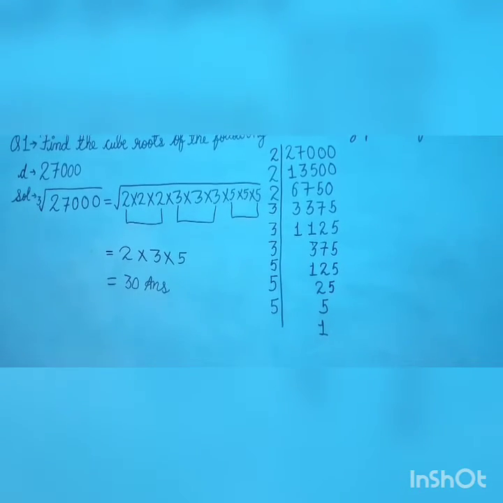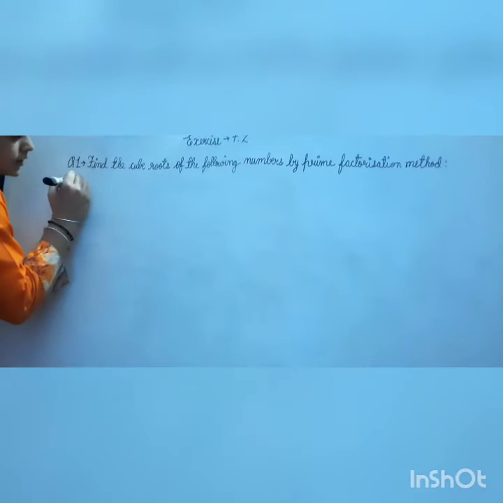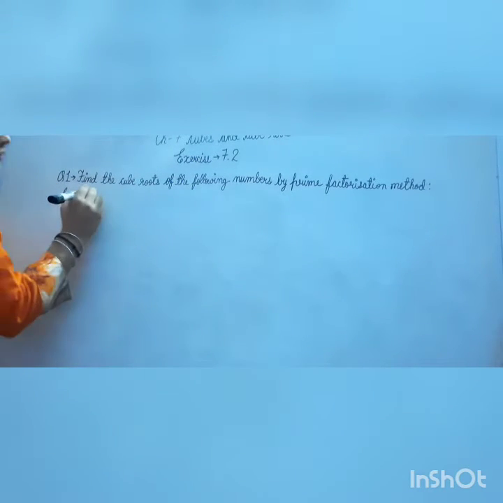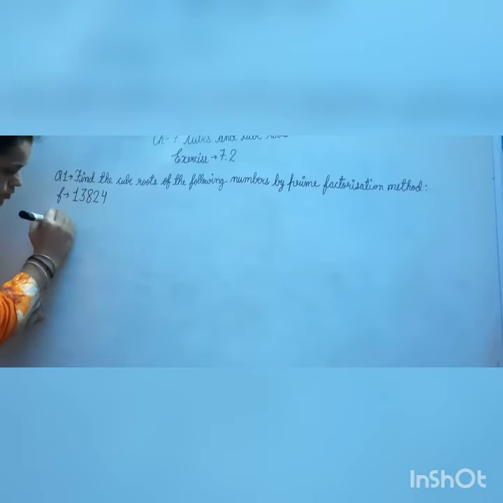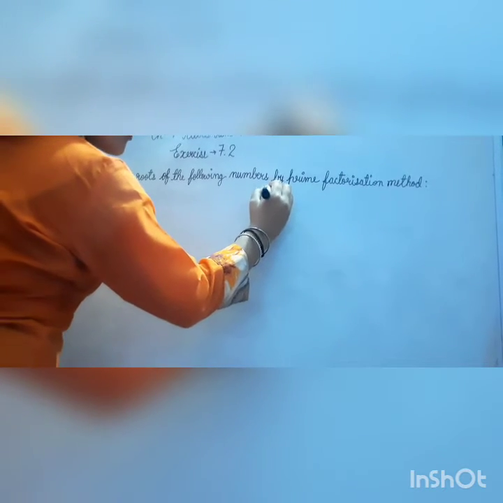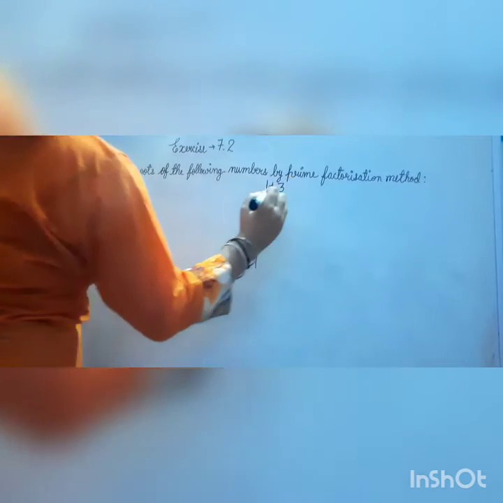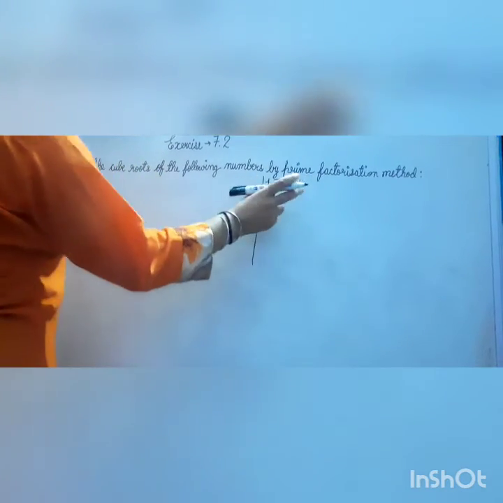Now you have to do the fifth part yourself. I will explain the sixth part. Now your sixth part is 13,824. Okay class. Solution. You have to solve it by the prime factorization method. 13,824. This is an even number.